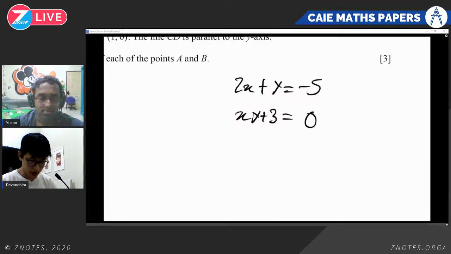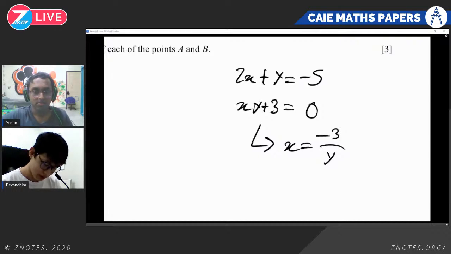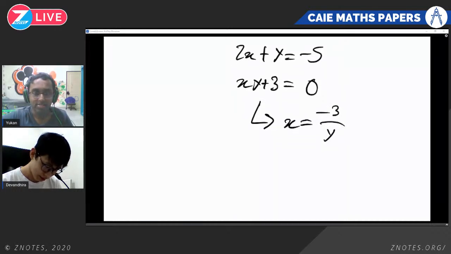So what should we do next here? You have to substitute either one into the other. If you look at the second equation, that's really easy to rearrange. You'd get x is -3 over y, or if you want to, y is -3 over x. It doesn't matter. Which one do you use? Let's just say x is -3 over y. Okay. So what's next? You'd have to substitute that into your first equation.